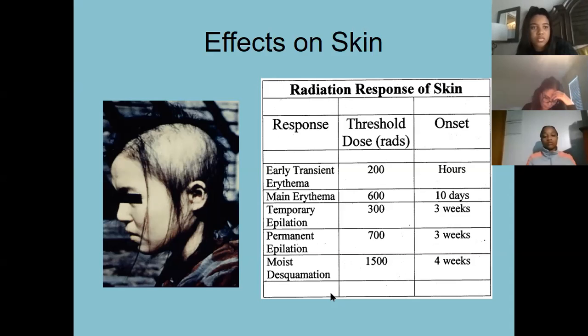You're not going to see any erythema until you get to a dose of 2 gray, but you would see the response within a few hours. Main or primary erythema takes 6 gray. You may not see the effect for 10 days. Temporary hair loss, 3 gray. Permanent hair loss, 7 gray. It takes about 3 weeks to see the effect. Moist desquamation, 15 gray, and about 4 weeks to see the effect.